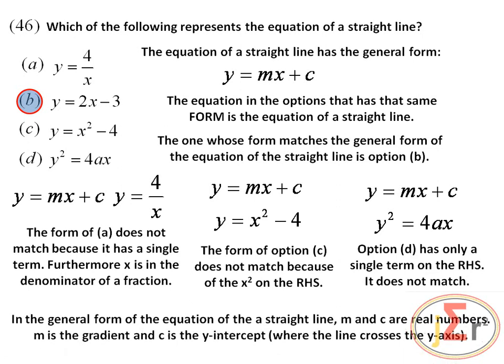In the general form of the equation of a straight line, m and c are real numbers. M is the gradient and c is the y-intercept. And the y-intercept is that point where the line crosses the y-axis.